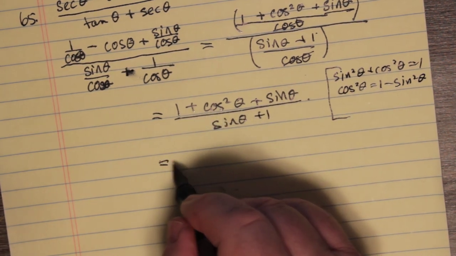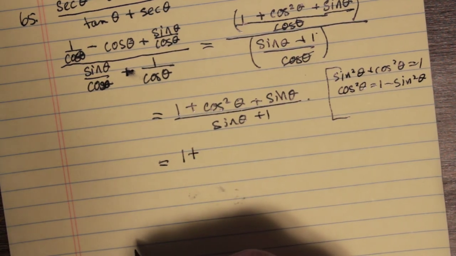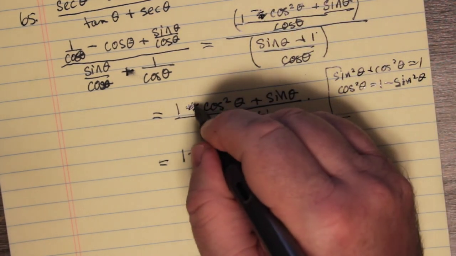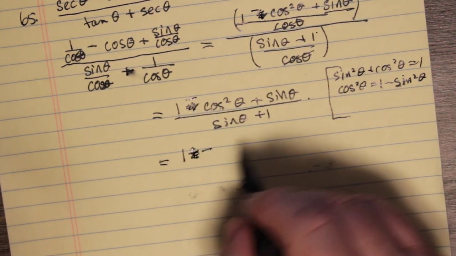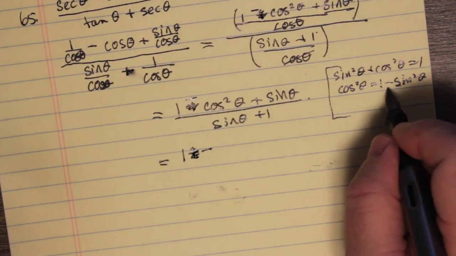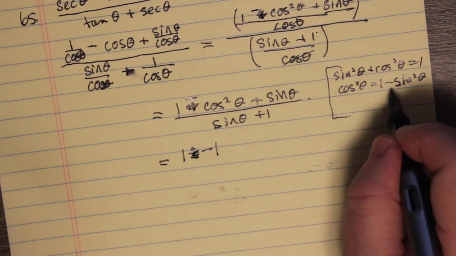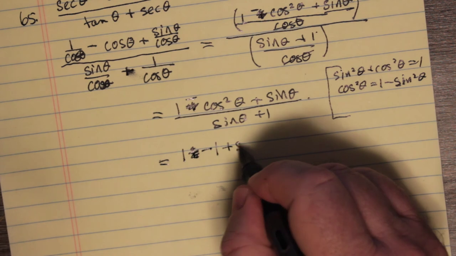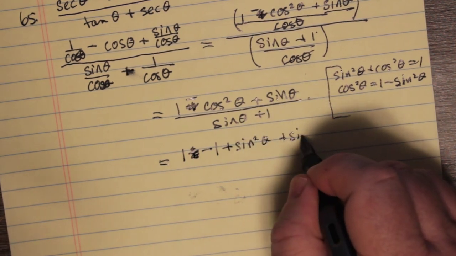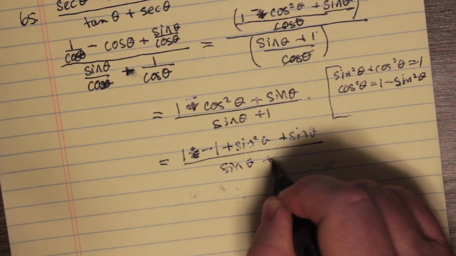So then in the next step, I got 1 plus, is it plus or minus? Oh, that's a minus. Okay, all right. Always messed up by these things. So 1 minus, not 1 minus cos squared, but we replace cos squared with 1 minus sine squared. So 1 minus 1 minus a minus is plus sine squared theta plus sine theta over sine theta plus 1.